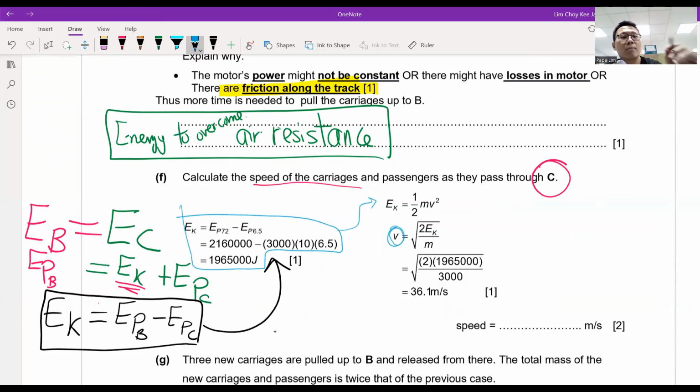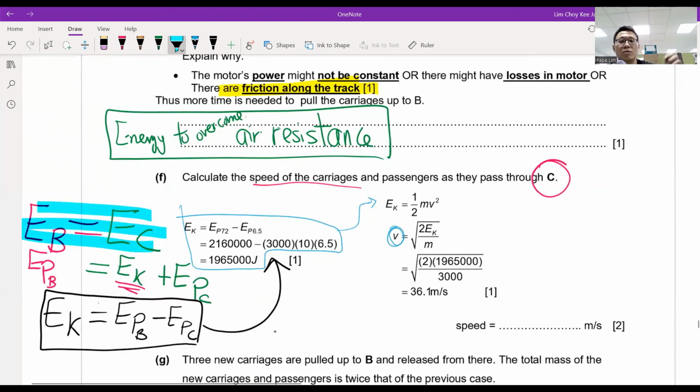The important thing about this approach is that students must know that the energy at B and C is conserved, and the students must be able to work out that at point C, the energy actually consists of two energies, which are your EK and EP.